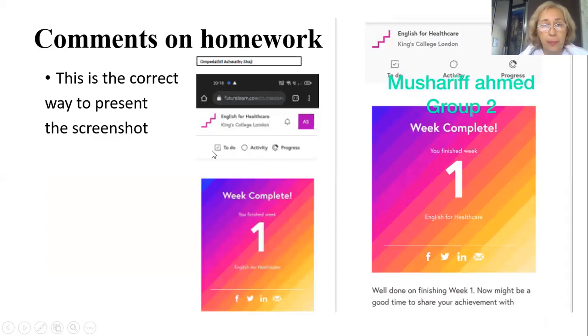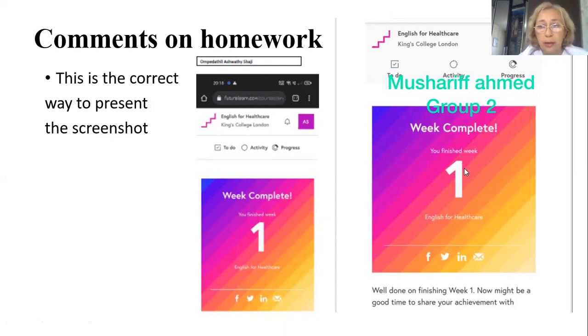So, if we move to the next slide, here is the correct way to present the screenshot. Here, AS. So in this corner of the screenshot, you can see the first letter of the student's name, and additionally, the student's name is given here above the screenshot. Do you see? Yes, ma'am.